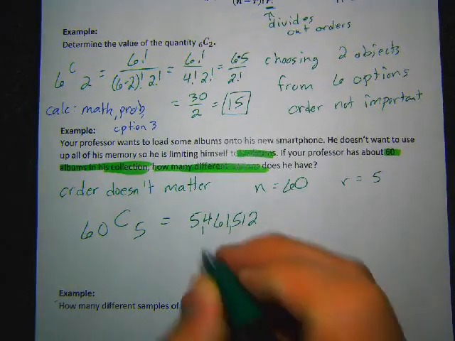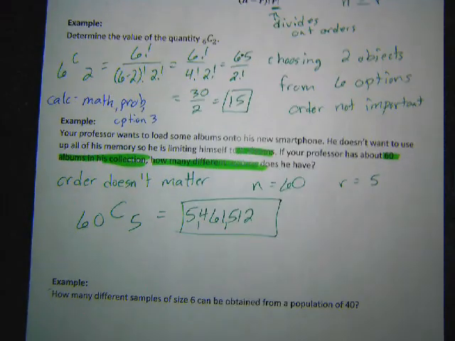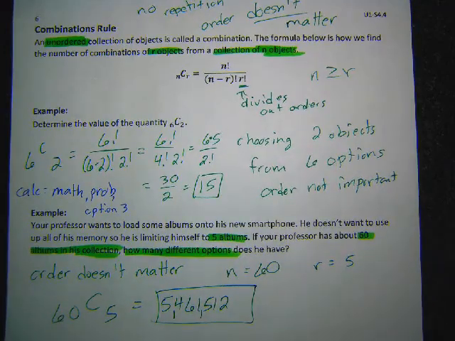So you'll see the combination gives you a smaller answer. When you stop worrying about the order, you're going to have smaller results, and that's because of that extra r factorial, that extra division we did.